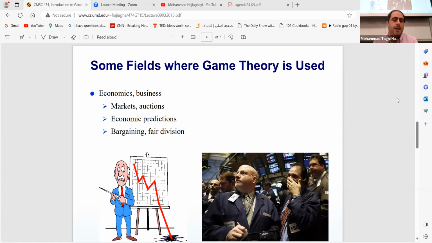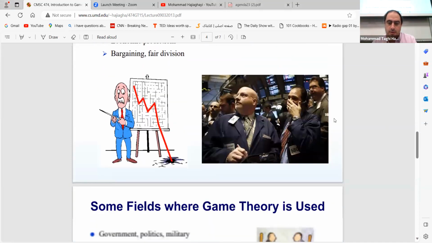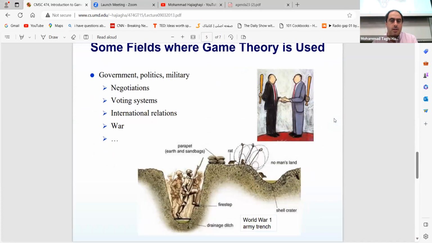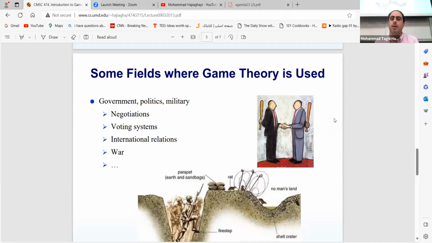And this is another one. As I mentioned, fair division is another thing that you can think about, or bargaining, and there is lots of research on that. Let's go to some other fields. As I mentioned, government policies, or in some sense essentially all the policies that government is doing, politics and military, all of them are game theory. And in particular, like the whole Senate, for example.